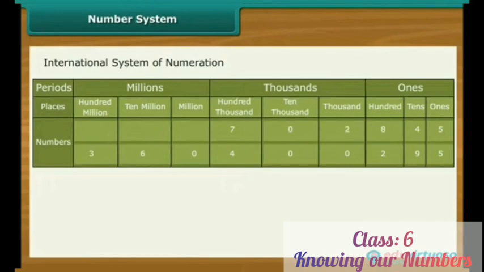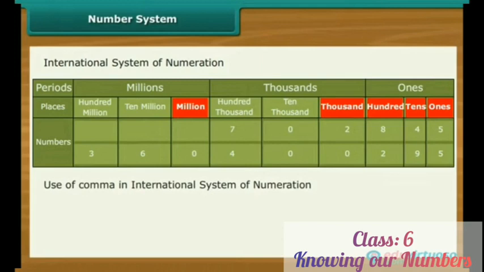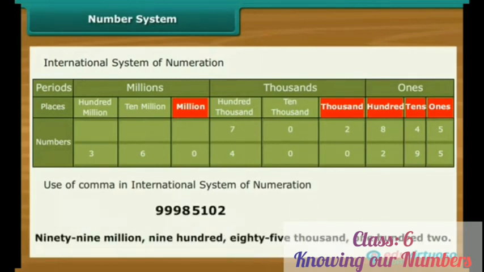In the international system of numeration, we have ones, tens, hundreds, thousands, and then millions. Commas are used to mark thousands and millions. The comma comes after every 3 digits from the right. The first comma marks thousands and the next comma marks millions.